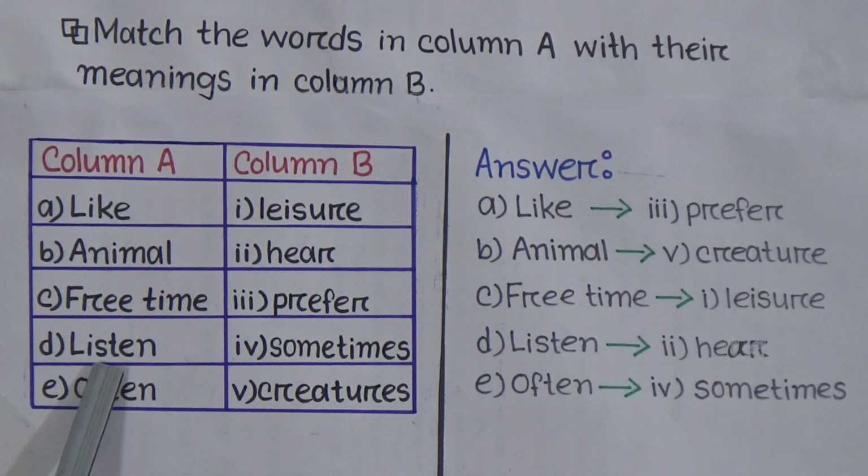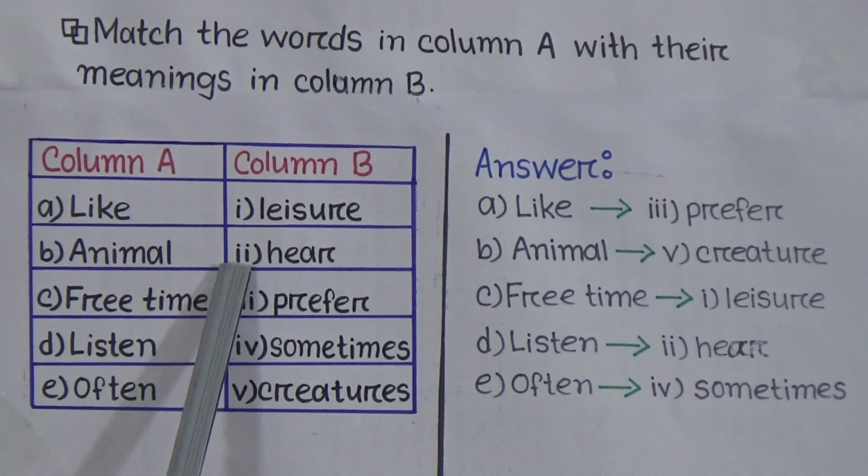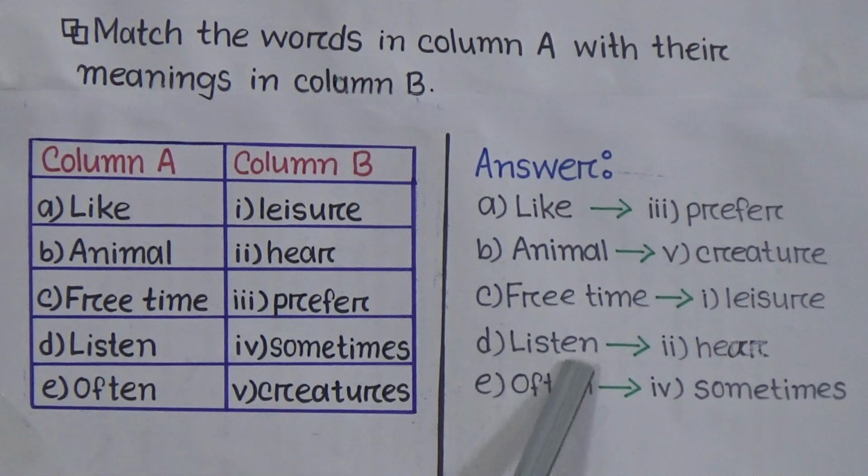Next, listen. Listen means hear. So in column B, we find the word in number 2. So it will be listen and the meaning is hear. And last one, often. Often means not regularly. It means sometimes. So find the answer here in number 4 in column B. So often means sometimes.